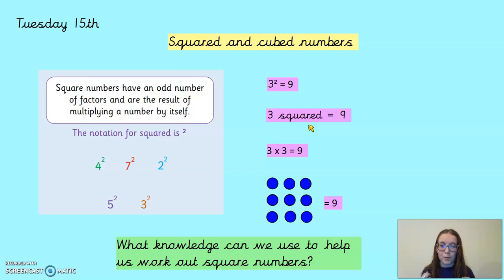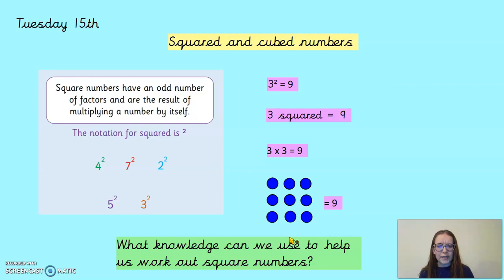Sometimes you might have a word problem or a question in maths that might write it out like this, or it might write it out using the notation like this. So keep an eye out for both of those. I've also got the calculation, and then I've got an array to help us. You can see it's a square number because our array is very helpfully formed into a 3 by 3 square.